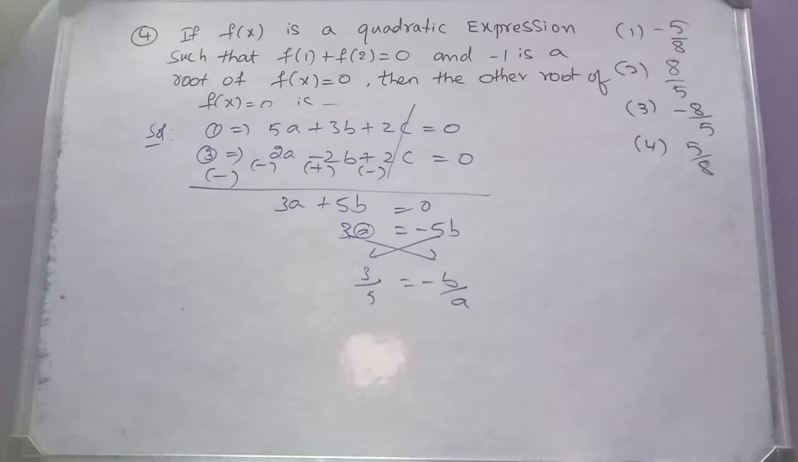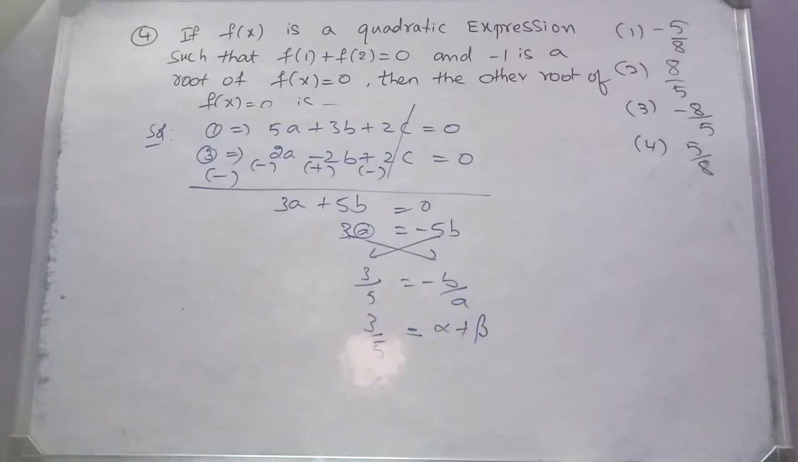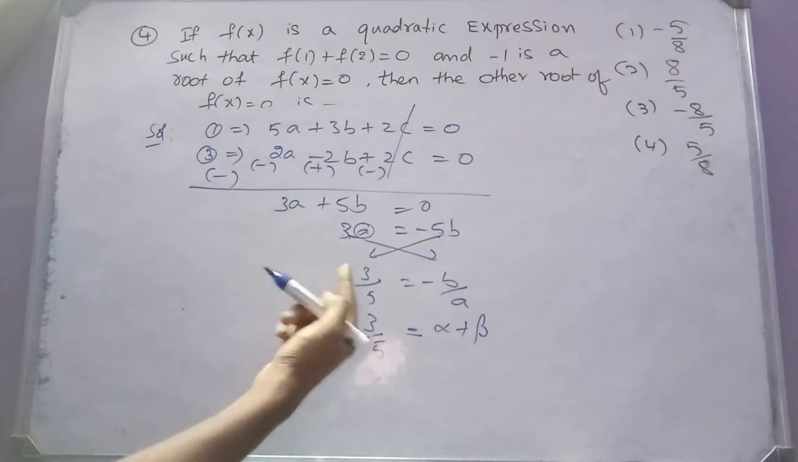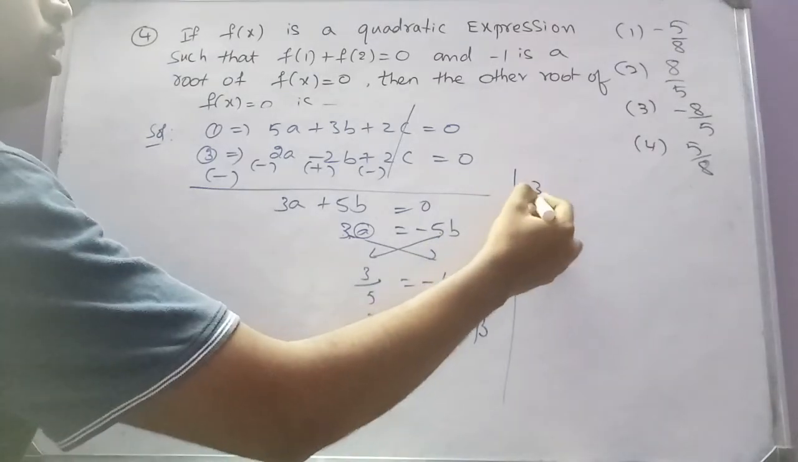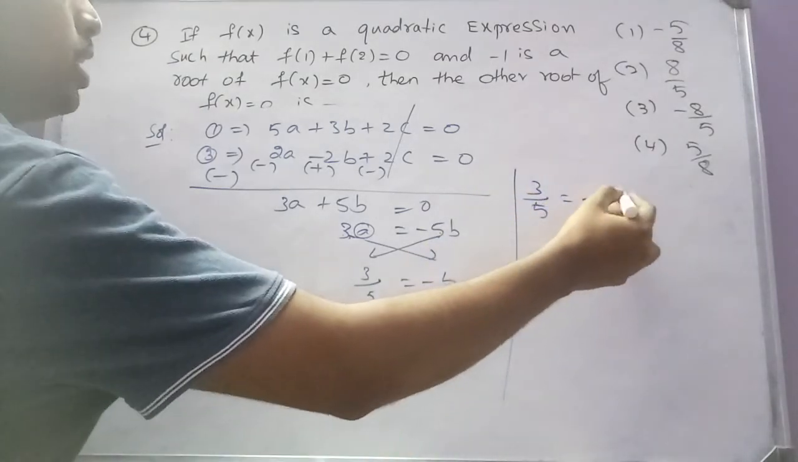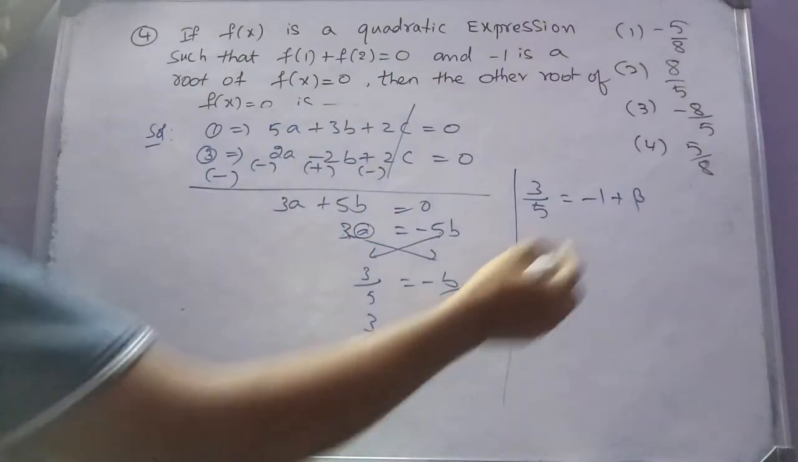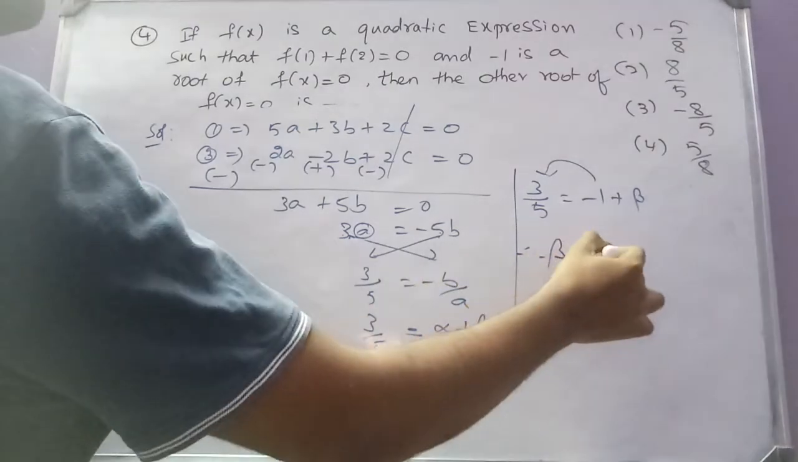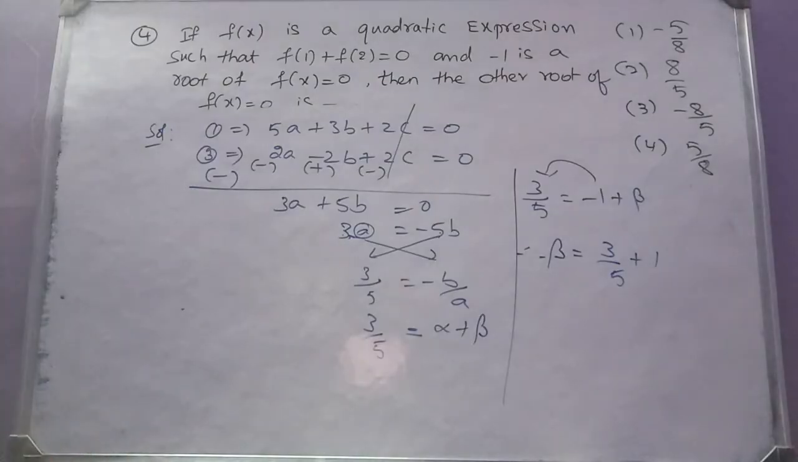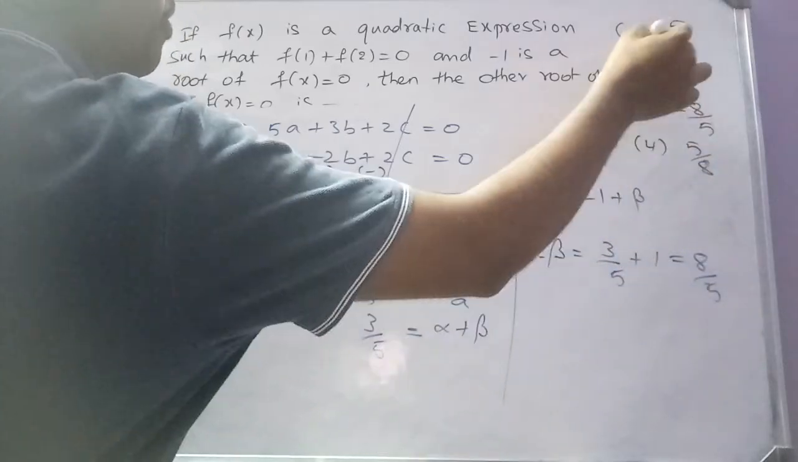Right? And we know that minus b by a is alpha plus beta, the sum of the roots. Moreover, we also know that one root alpha is minus 1. So which means that 3 by 5 is equal to minus 1 plus beta. You are supposed to find beta, then the other root is over. Take it to the left side, you got your answer. So therefore, beta is equal to 3 by 5 plus 1, which is equal to 8 by 5. That is the answer. The other root is 8 by 5, the second option.